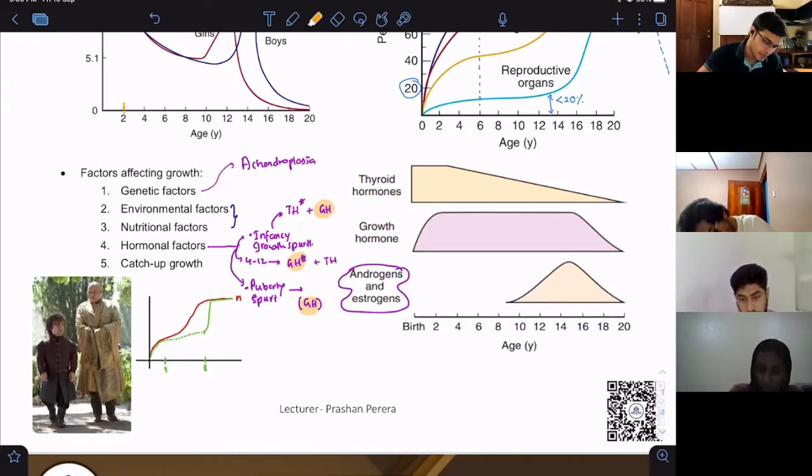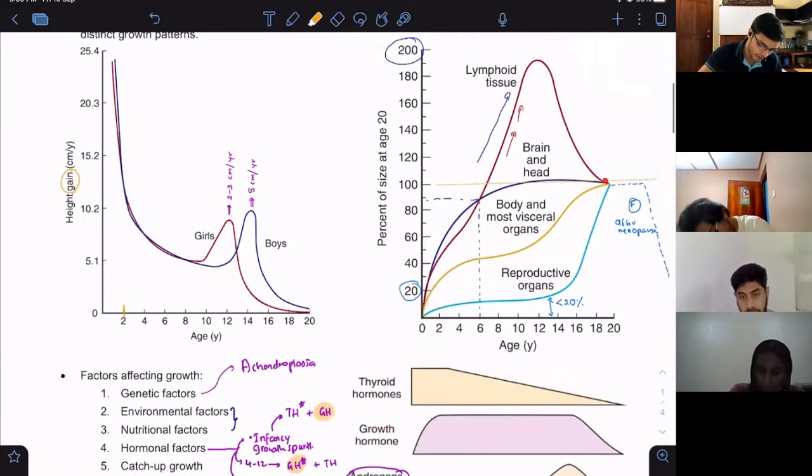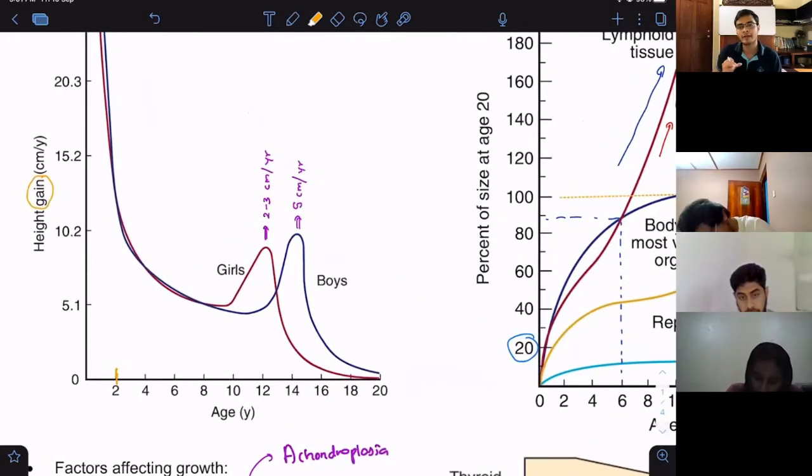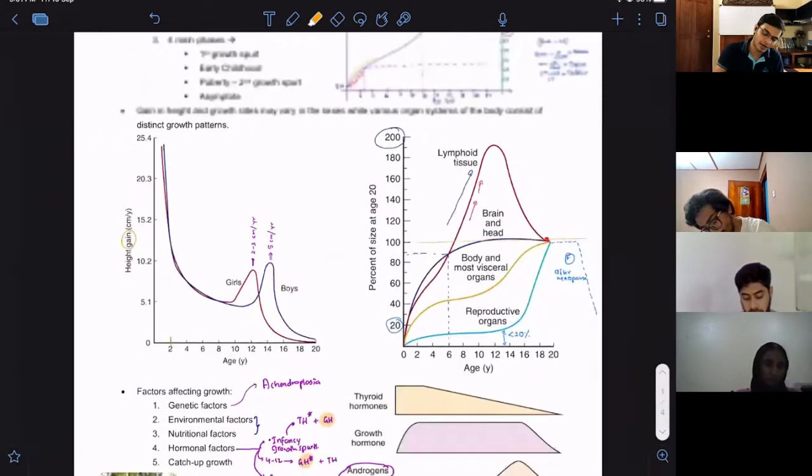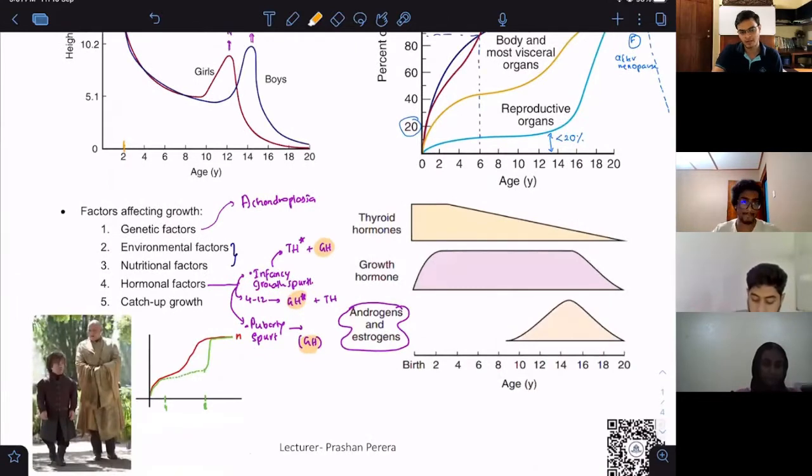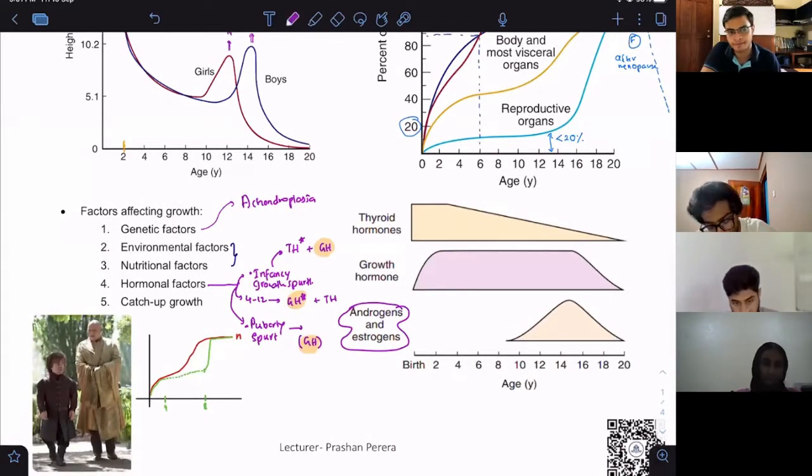Now here, guys, just before we move on, we said girls reach puberty a little bit early, usually somewhere between 12 to 14. They can start puberty. Boys, around the age of somewhere between 14 to 16. Now, have you all heard the term precocious puberty? What is this precocious puberty, guys? What is precocious puberty?